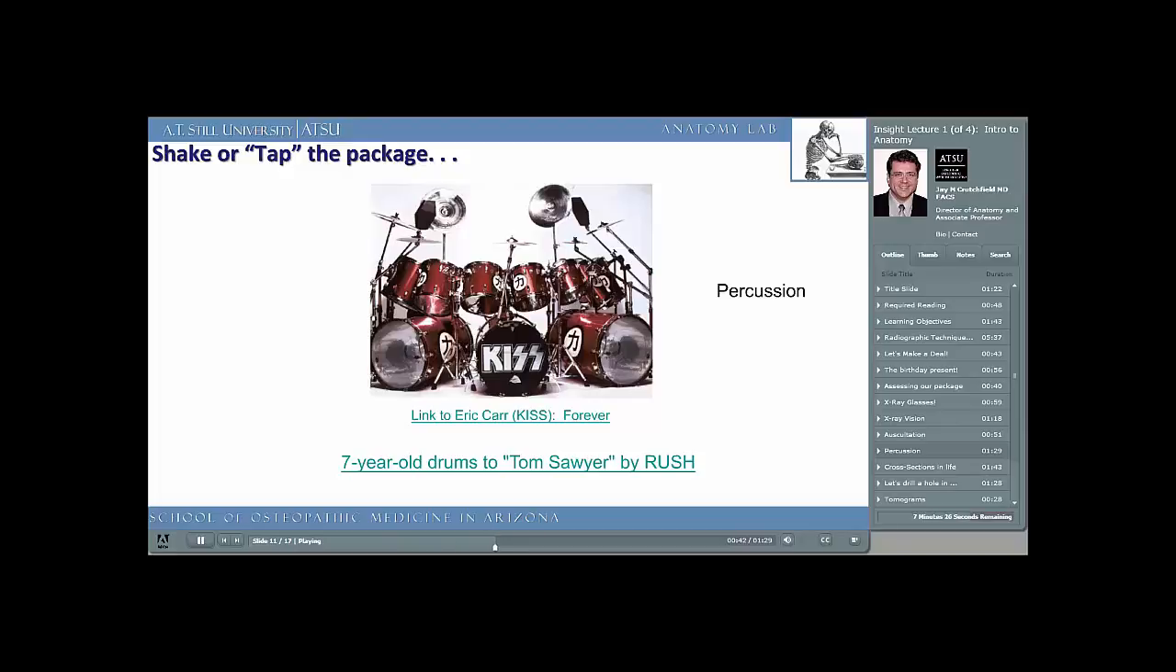We tap the lungs and we listen to the characteristic sounds. It tells us if there's fluid in the lungs or if we need to perform further studies. Interestingly, the former drummer of Kiss, Eric Carr, shown in the video Forever, is seen here after he was undergoing chemotherapy for a very rare pericardial tumor. The pericardium is a sac around the heart.